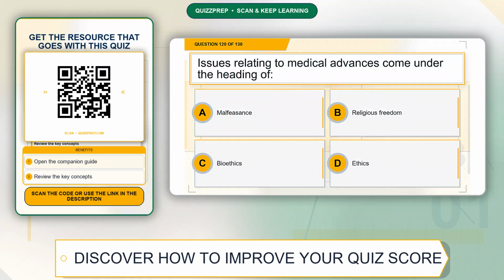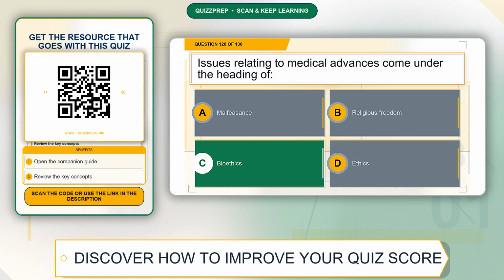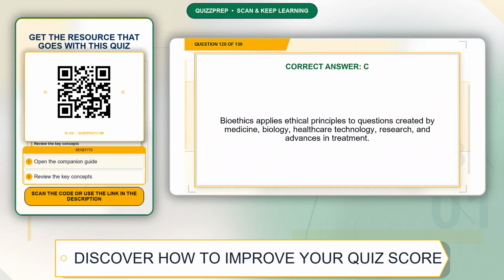Question 120. Issues relating to medical advances come under the heading of option A, malfeasance. Option B, religious freedom. Option C, bioethics. Option D, ethics. The correct answer is option C, bioethics. Explanation: bioethics applies ethical principles to questions created by medicine, biology, healthcare technology, research, and advances in treatment.